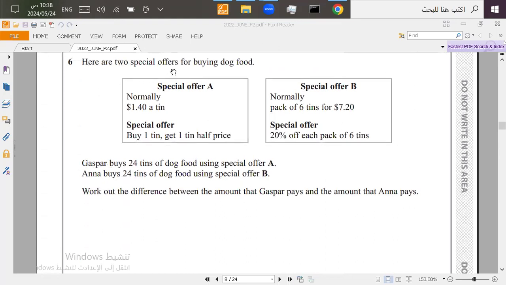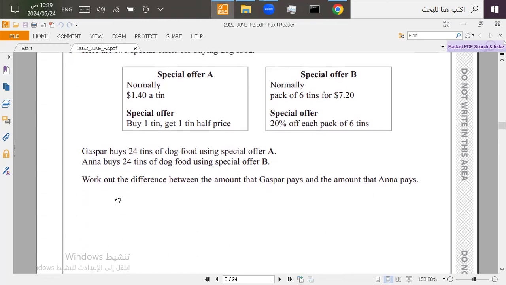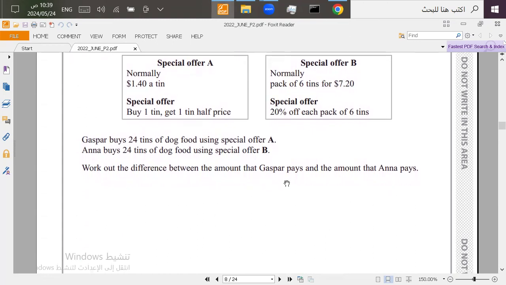Here are two special offers for buying dog food. Special offer A and special offer B. Gasper buys 24 tins of dog food using special offer A, and Anna buys 24 tins of dog food using special offer B. Work out the difference between the amount that Gasper pays and the amount that Anna pays. So the difference means find the amount of payment for each one of them and then subtract them. So we're going to work on each side alone. First, let's work out Gasper's payment using the first offer, special offer A, and then this one with B, okay?